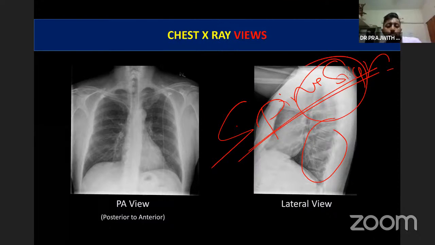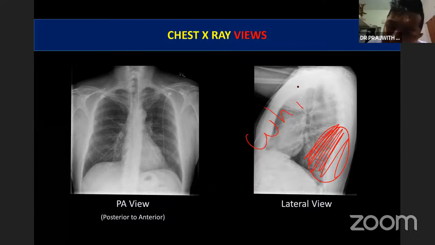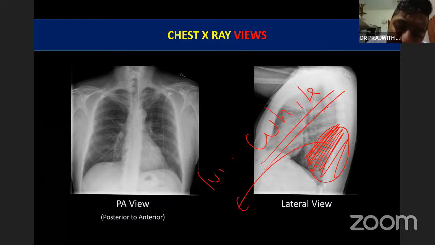In the upper part, there is more soft tissue, so it is appearing brighter. Now imagine that this area is also appearing white. If this area is also appearing white, what does that tell? It tells us that the lung is replaced by a soft tissue.